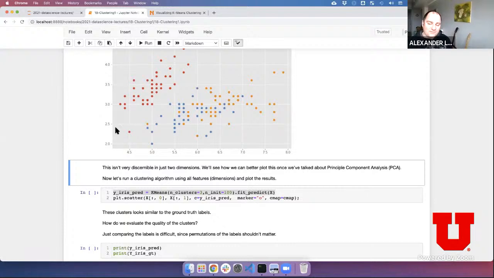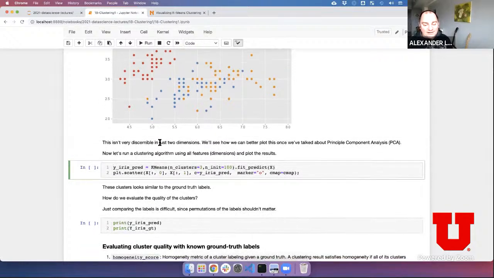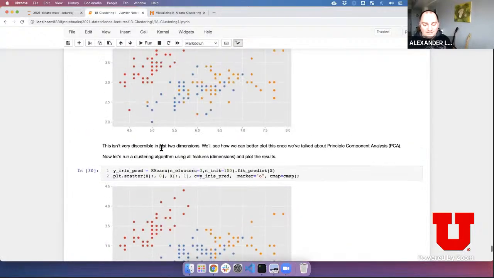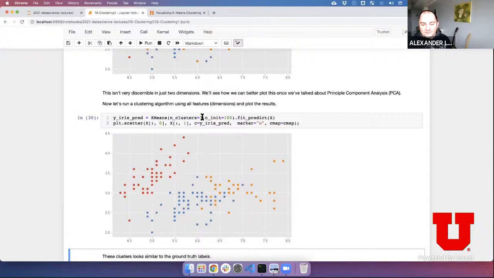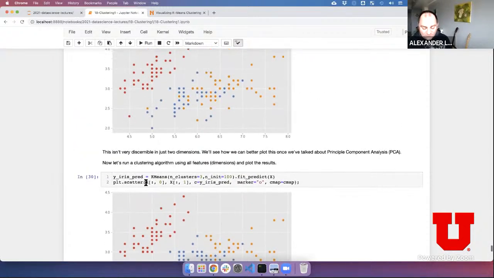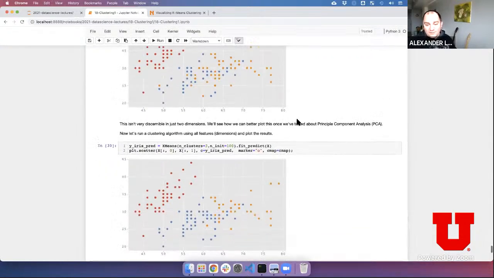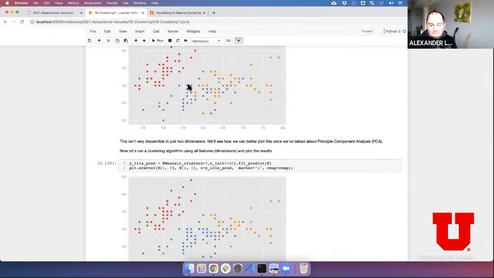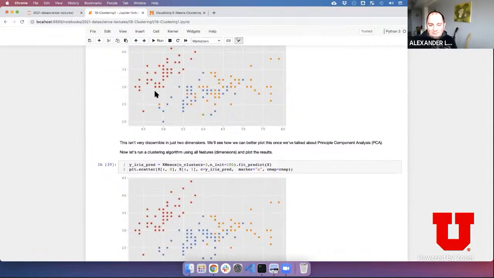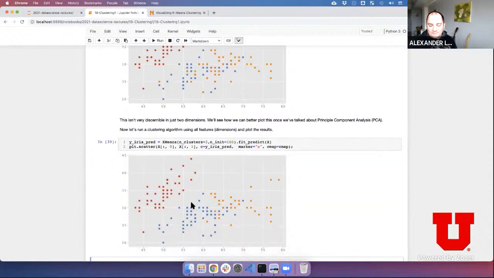We'll also come back to this data set when we do another unsupervised method, principal component analysis. But let's run a clustering algorithm using all features and plot the results again in those 2 dimensions. If we run this with 3 clusters, we can compare those 2. Let me zoom out a little bit so we can see them next to each other. We can see that it seems like we have gotten the red one right, which isn't all that surprising, but the blue one seems to be a little bit less so.